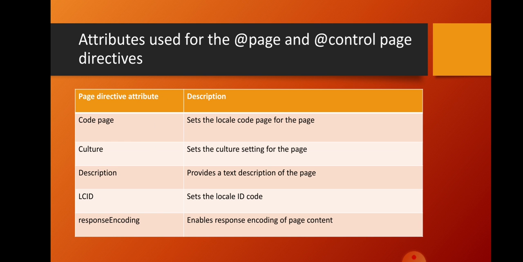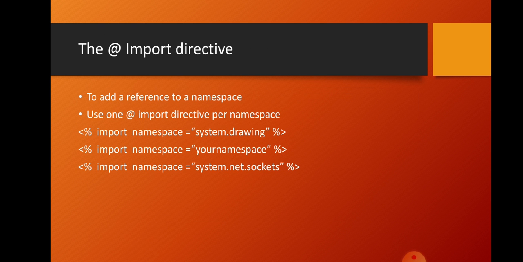Next, culture. Culture means how the page will display, that means the alignment, size, style, and so on. Next, description. It will provide the text description of the page. LCID, locale ID code. Response encoding. It enables how the page will display the encoded content.